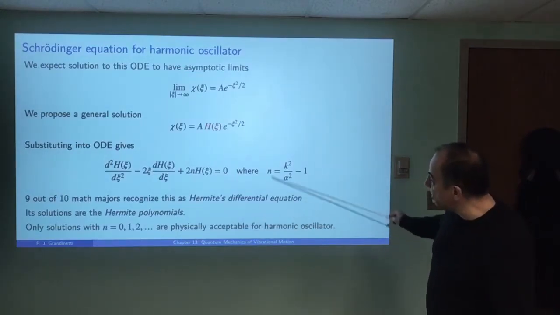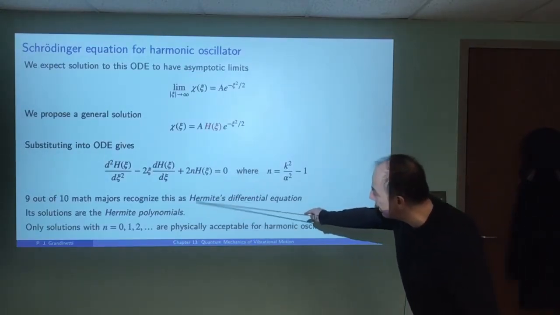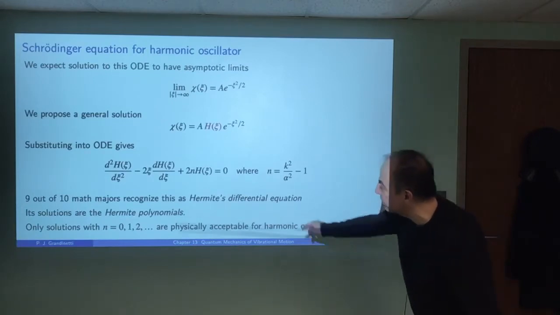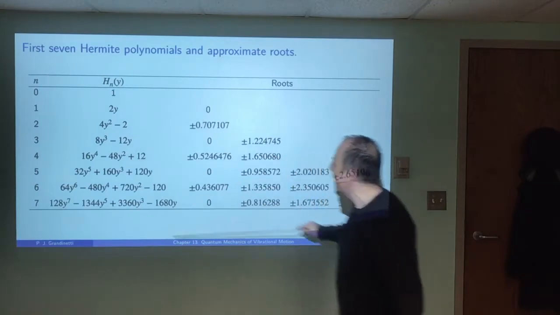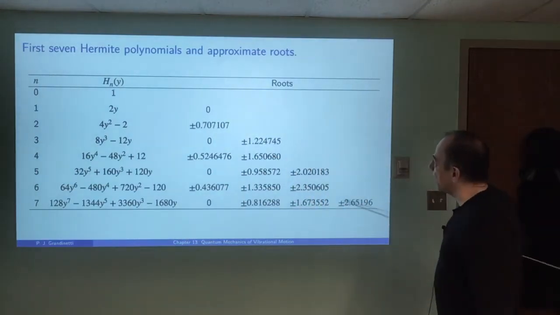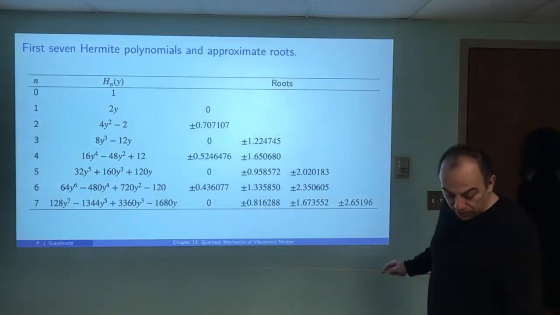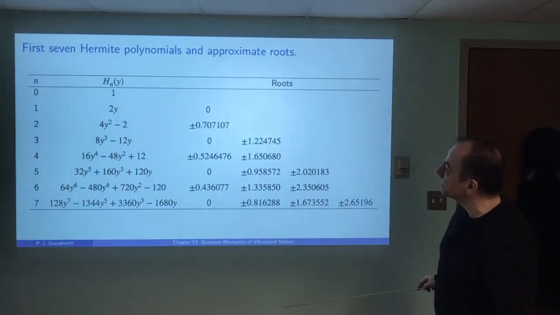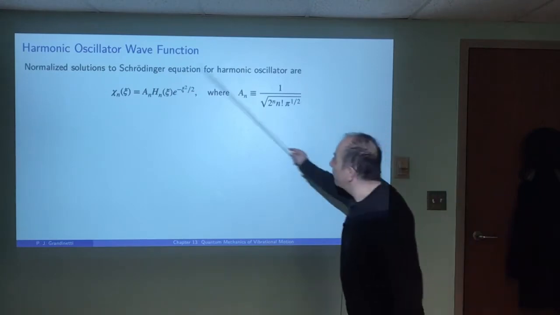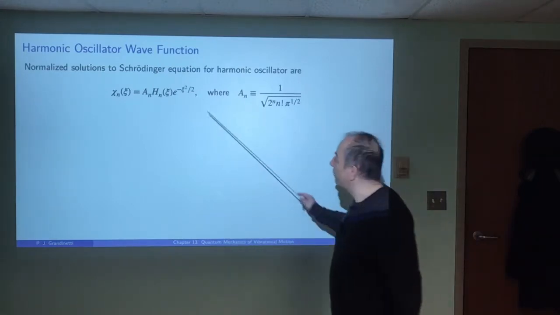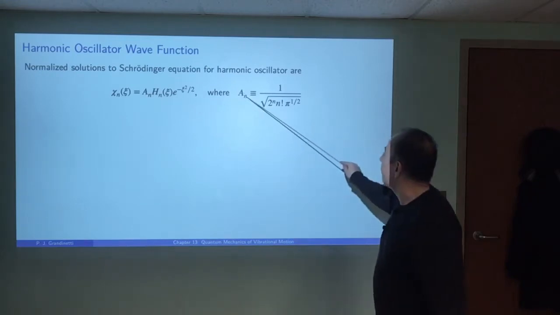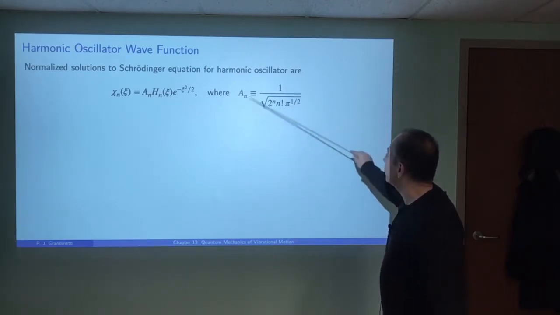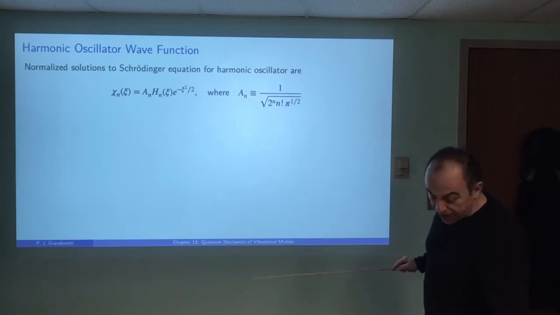So this is our differential equation. We can look it up and find the solutions, the Hermite polynomials. These are what these polynomials look like here. And here are some approximations for where the roots are, where those Hermite polynomials go to 0. Now, we're not going to be done until we normalize our wave function. So we have our Hermite polynomials. We can normalize this, and we'll get for the normalization factor this value here.